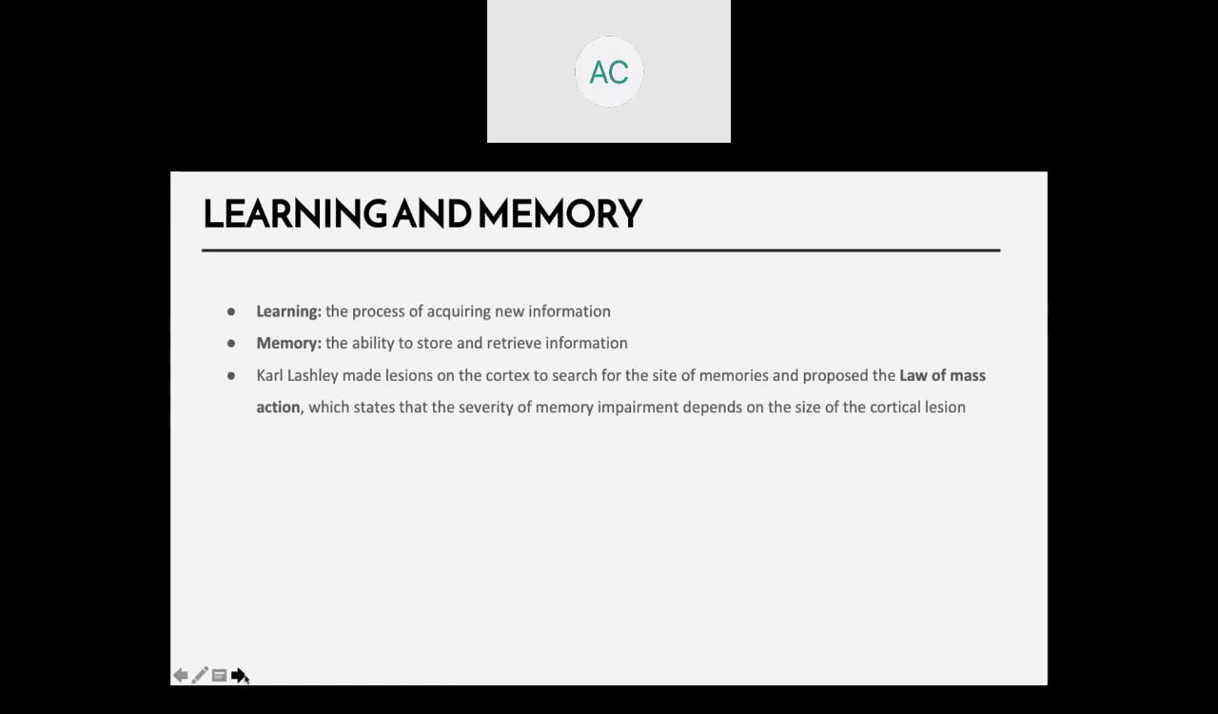But we'll start in the 1900s with Karl Lashley. He made lesions on the cortex to search for the site of memories. This is also called the engram. I didn't see that word in your slides, but just so you know, that's what it's called.